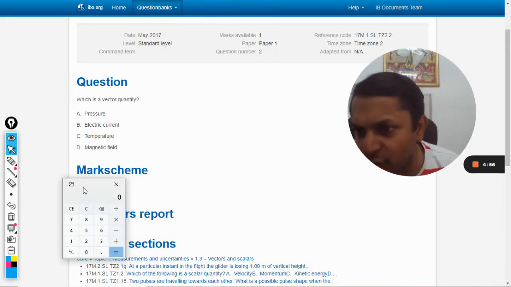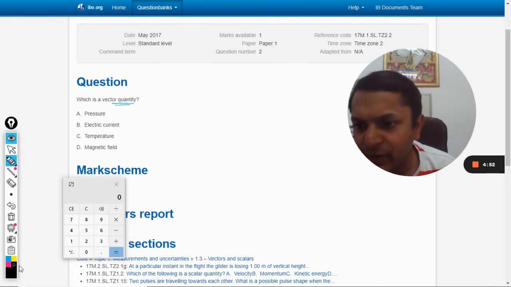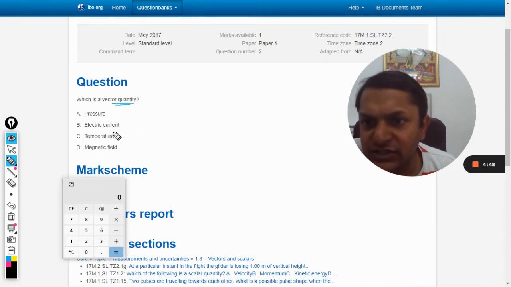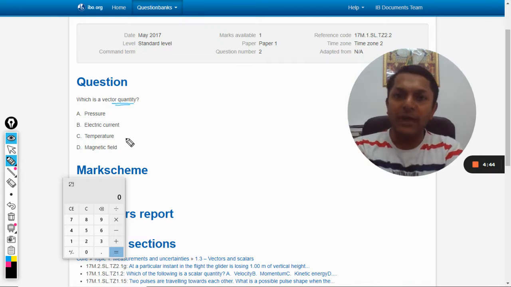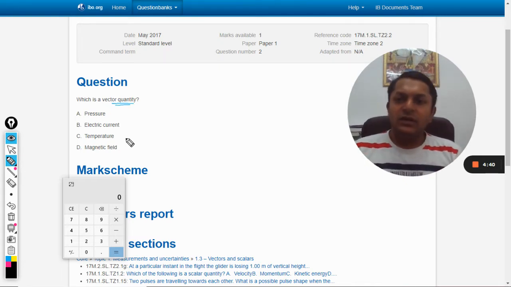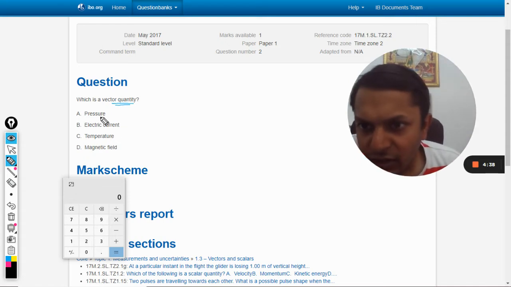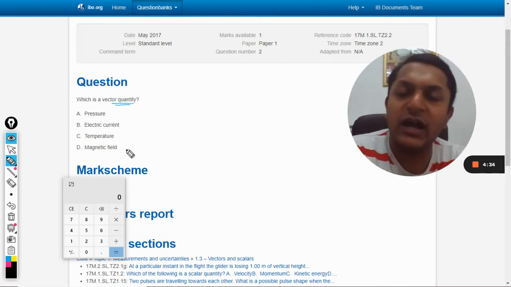So let us see this question. Which is a vector quantity? The options are number one, pressure; number two, electric current; number three, temperature; and number four, magnetic field. Which is a vector quantity? So first of all, the question is which physical quantity can be regarded as a vector?